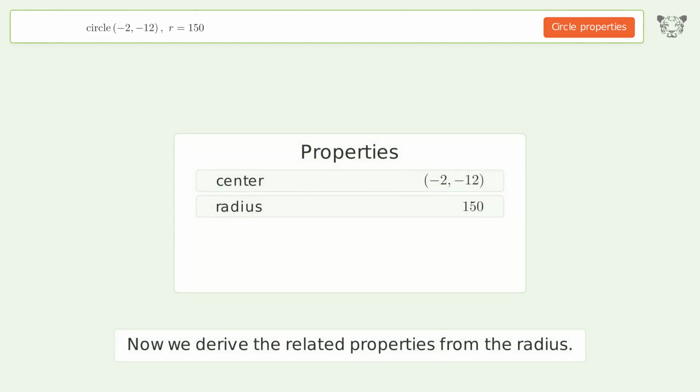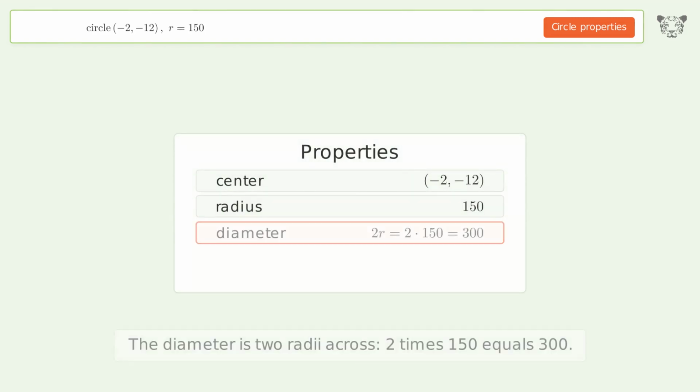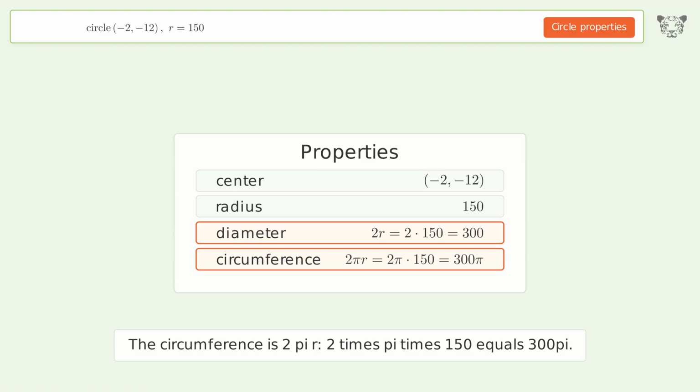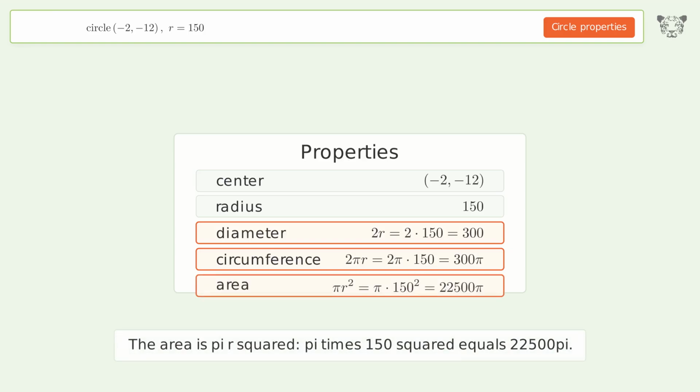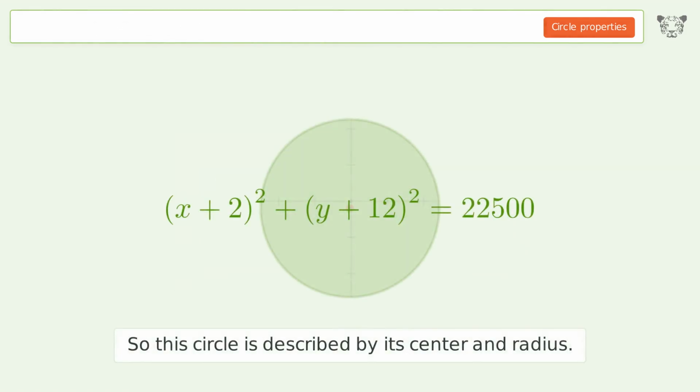Now we derive the related properties from the radius. The diameter is 2 radii across, 2 times 150 equals 300. The circumference is 2 pi r, 2 times pi times 150 equals 300 pi. The area is pi r squared, pi times 150 squared equals 22,500 pi. So this circle is described by its center and radius.